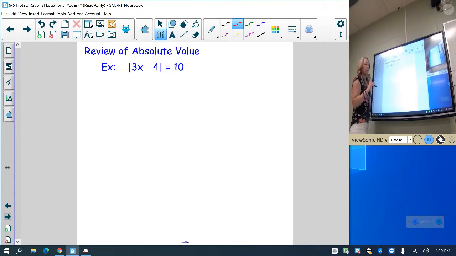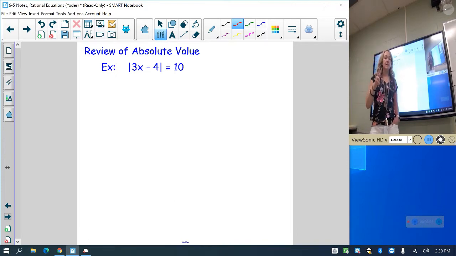We're going to go ahead and review solving absolute value equations because we're going to use absolute value equations when we take the square root of both sides in solving radical equations. If you remember, absolute value means we're just measuring distance. We're measuring the distance of whatever's inside of this. There are two numbers that have a distance of 10 from 0. It's 10 and negative 10.